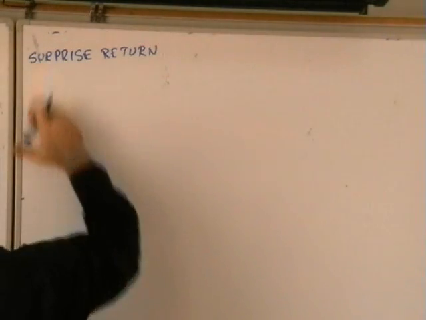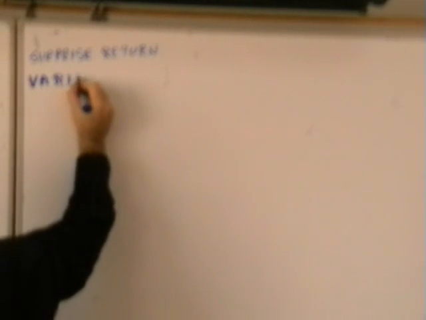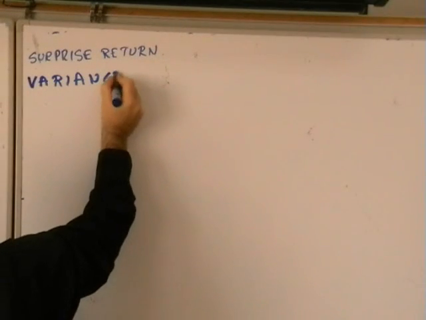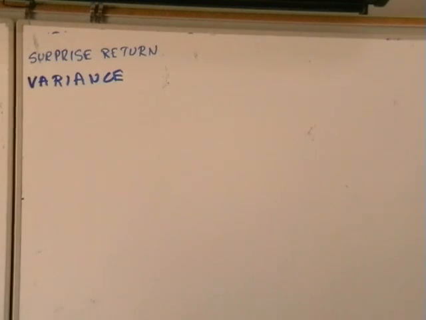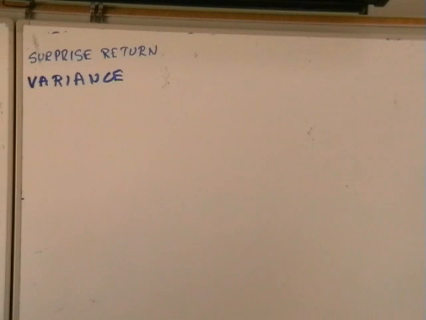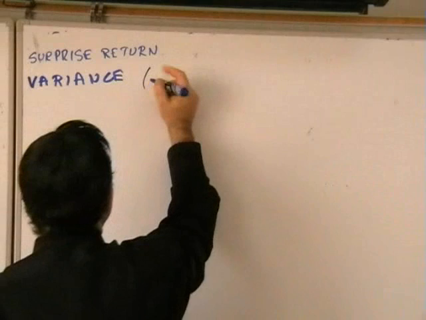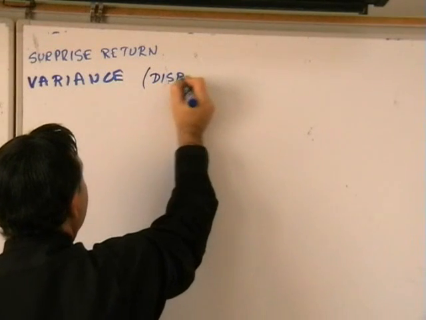The next concept is that of... Excuse me, sir, you said 7 minus 2? Yes, so we expected 7, but we got minus 2. So it becomes minus 2 minus 7, which is minus 9. Alright, so variance is one measure of the overall distribution, and sometimes we call this dispersion.